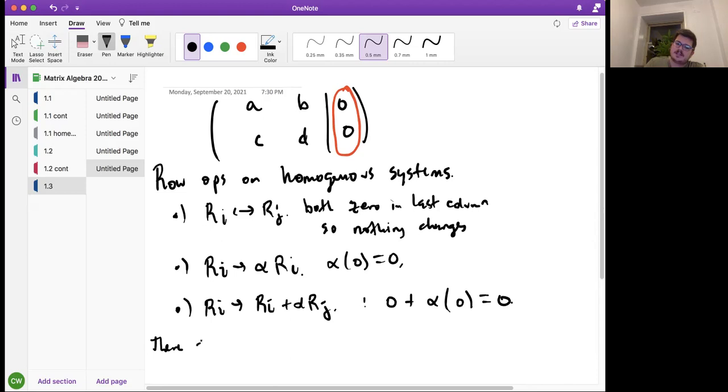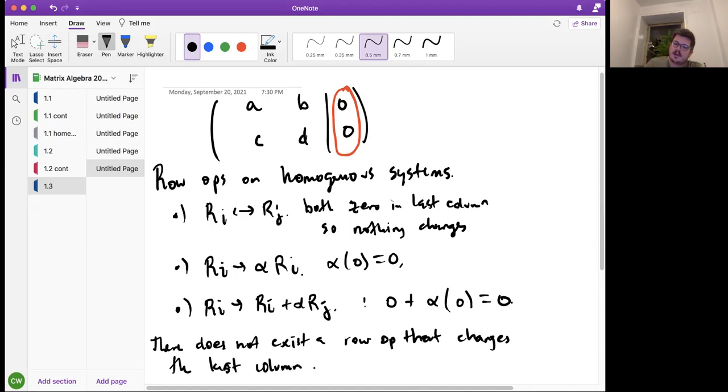There does not exist a row operation that changes the last column in a homogeneous system.